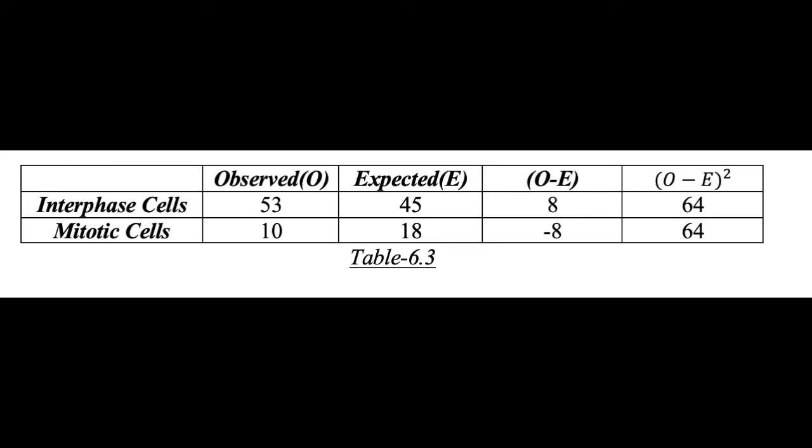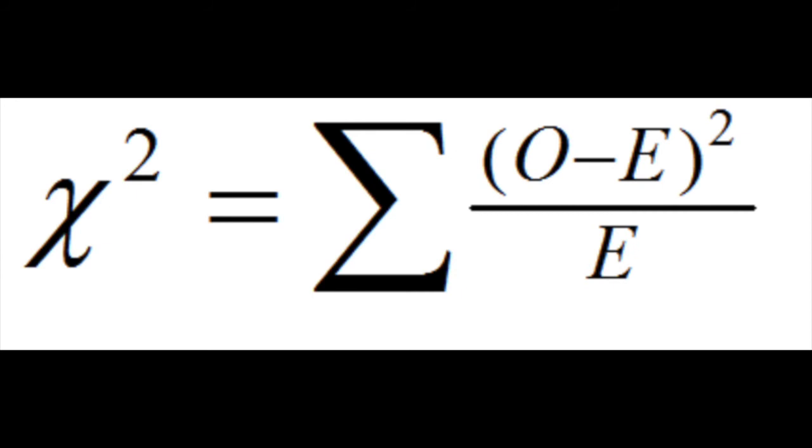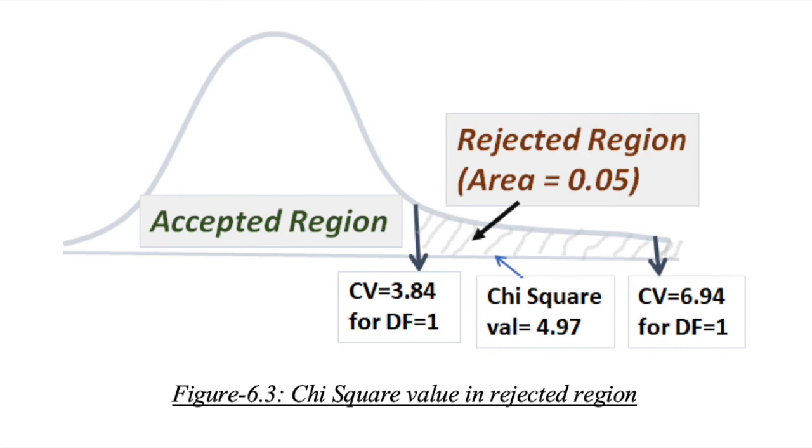For the chi-square test to work, we first take the observed value of interphase and mitosis cells and subtract the expected value from the observed. So O minus E in this case is 8 for interphase, and for mitotic cells it's negative 8. Now we square it because we want a positive value, and we get 64 for interphase cells and mitotic cells. Now we use the chi-square formula: the summation of O minus E whole squared divided by E, where O is observed and E is expected. That is 64 divided by 18 plus 64 divided by 45, which gives us a chi-square value of 4.97.